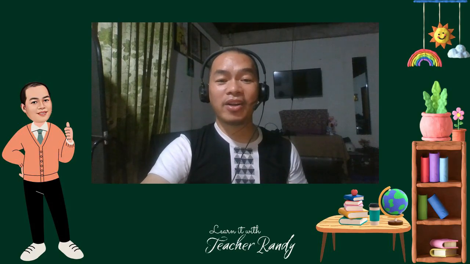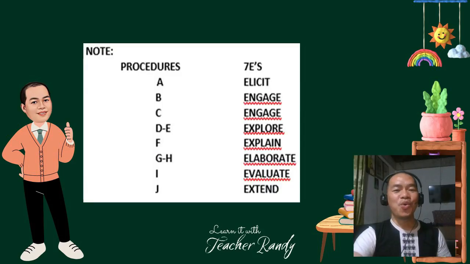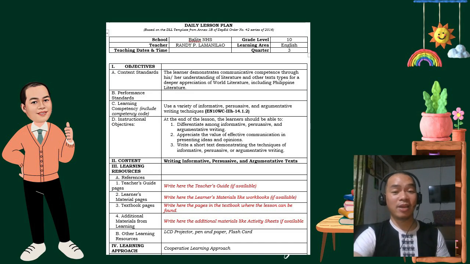The 7 E's model ensures a structured, student-centered learning process, moving through stages that engage students, build mastery, and connect lessons to real-world applications. Take note, we assigned the 7 E's to the structure of the daily lesson log prescribed by the Department of Education by virtue of DepEd Order number 42, series of 2016. Please follow the preliminary parts of the lesson before diving into the lesson procedures.